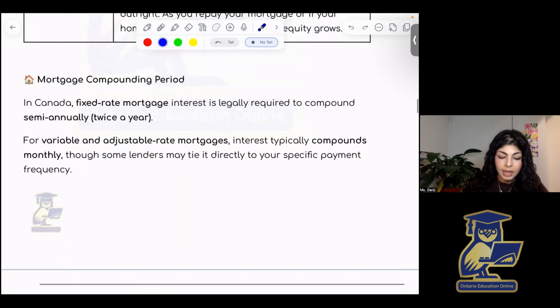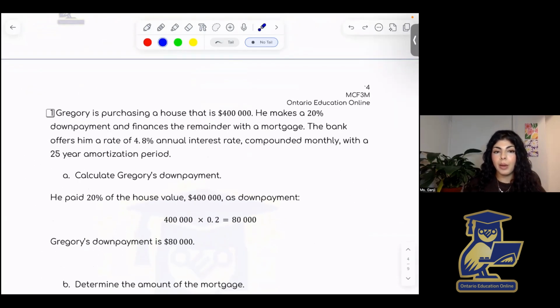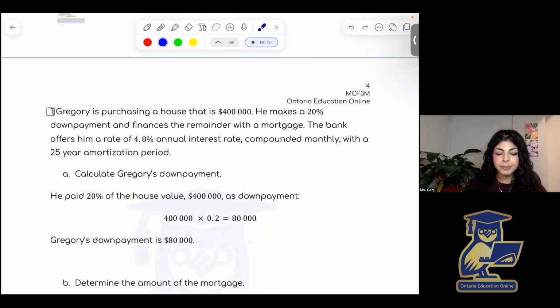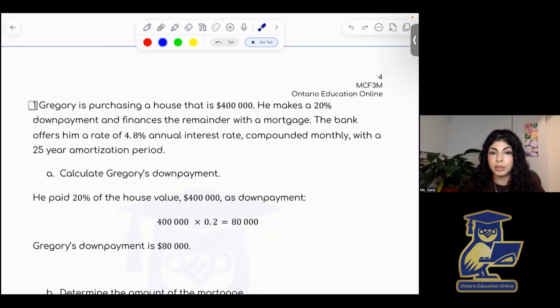So let's look at now our first example, where we're looking at one big example and analyzing many different aspects of it. Here, Gregory is purchasing a house that's $100,000. He makes a 20% down payment and finances the remainder with a mortgage. The bank offers him a 4.8% annual interest rate, compounded monthly, with a 25-year amortization period.